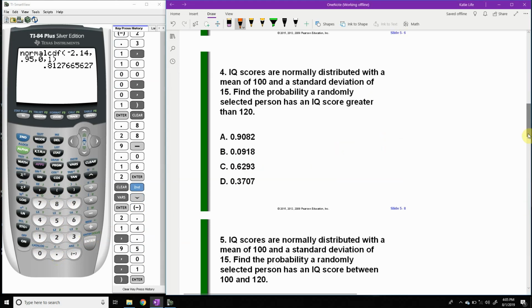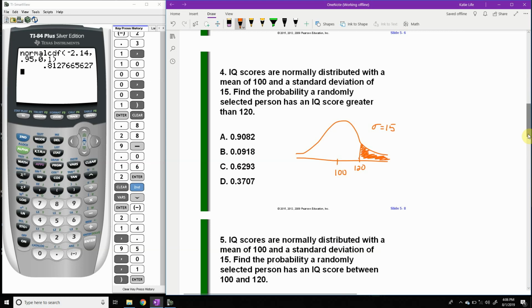Alrighty, let's continue with number 4. IQ scores are normally distributed with a mean of 100 and a standard deviation of 15. Find the probability a randomly selected person has an IQ score greater than 120. Okay. So in this situation, it's not standardized yet. We're just told that IQ scores are normally distributed, and their mean is at 100 and the standard deviation is at 15. So if I want to find the probability of getting just a random person that has an IQ greater than 120, 120 would be up here somewhere above the 100, and being greater than that would be assuming area shaded to the right.